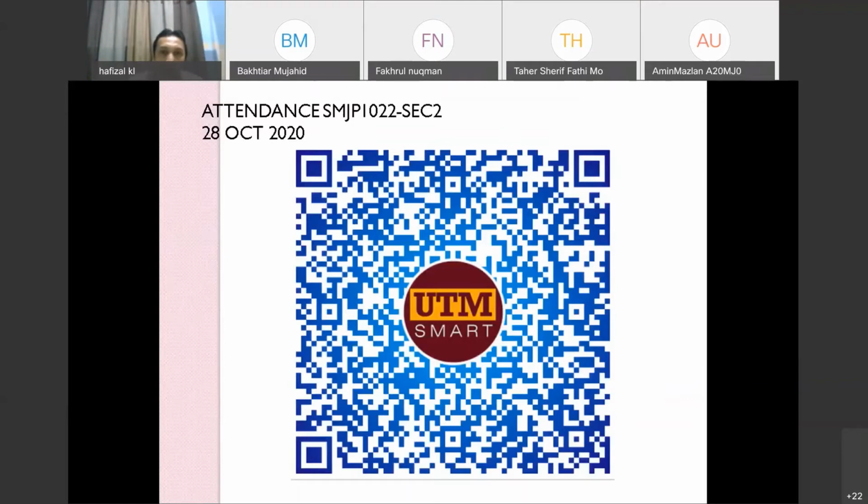And this attendance can be traced by the time you log in. What time you log in, very detailed, so that I will record it throughout the course. Some of the lectures might not use this kind of QR code.